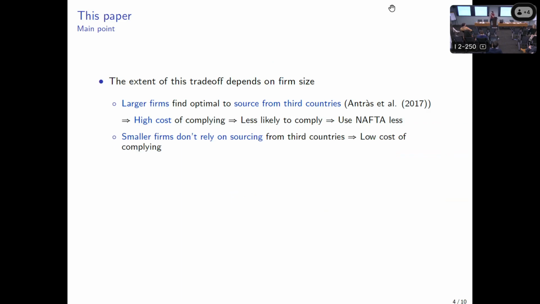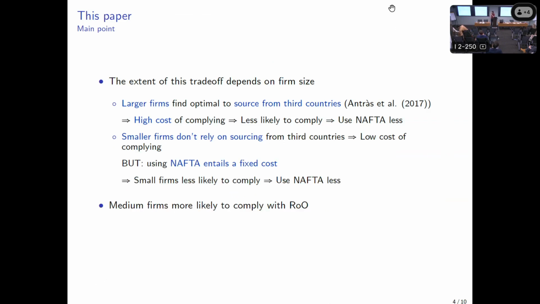On the other hand, small firms may not want to comply with NAFTA because, even though they don't care about sourcing from other countries, there is still a fixed cost in terms of paperwork and regulation they have to pay if they really want to use NAFTA. So at the end of the day, large firms don't want to comply because it is very costly for them, since they cannot source from third countries. For small firms, it may not be as costly in that sense, but it is costly because they have to pay the fixed cost. So what is going to happen is that medium-sized firms are the ones that are more likely to use rules of origin.